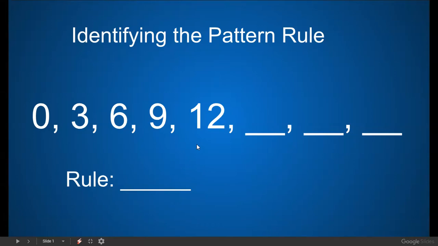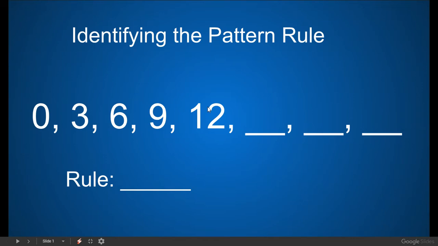A pattern is when something repeats, when something happens over and over again. And the rule is what happens over and over again. So what I have here is 0, 3, 6, 9, 12. You might not notice at first, but there is something that continues to happen over and over again.